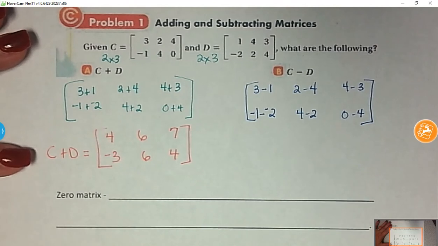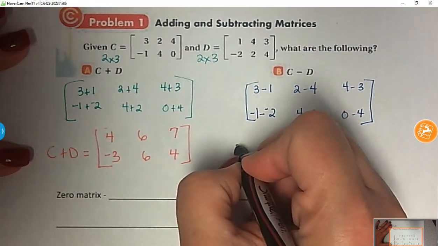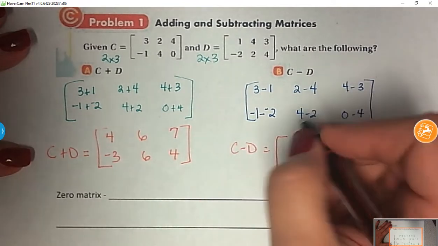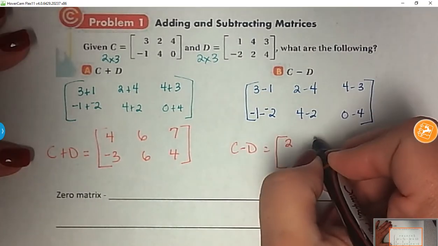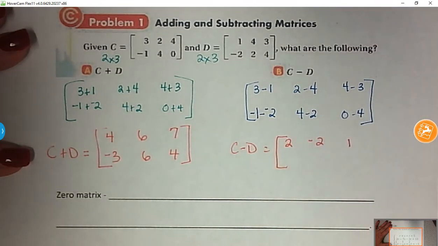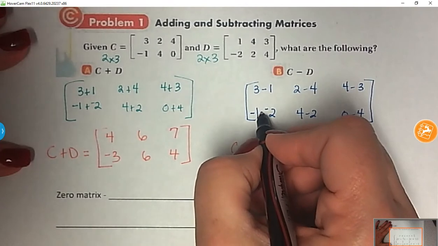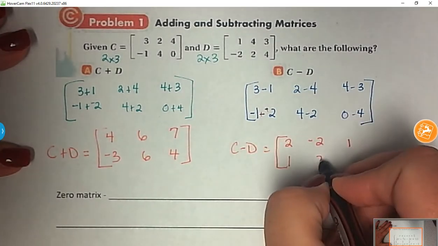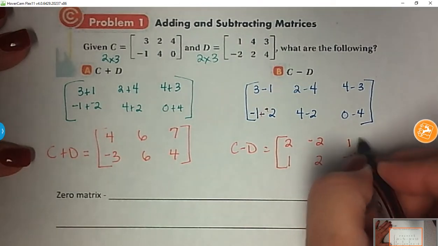So when I go ahead and finish simplifying all of that, C minus D is equal to, top row is 2, negative 2, 1. The bottom row, minus a negative becomes plus a positive, so that will be 1, 2, negative 4.